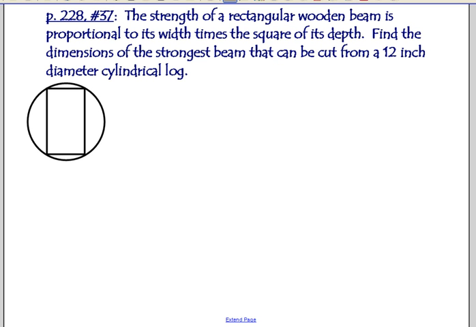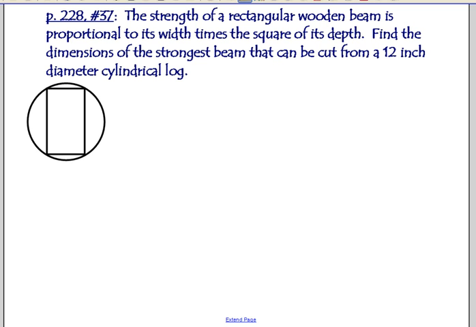All right, we're going to do problem 37. Historically, 37 is one of my favorite problems. It goes: the strength of a rectangular wooden beam is proportional to its width times the square of the depth. Find the dimensions of the strongest beam that can be cut from a 12-inch diameter cylindrical log. There are two other parts to the problem, and I'm not as concerned about those. Part A is the part you really want to know how to do.